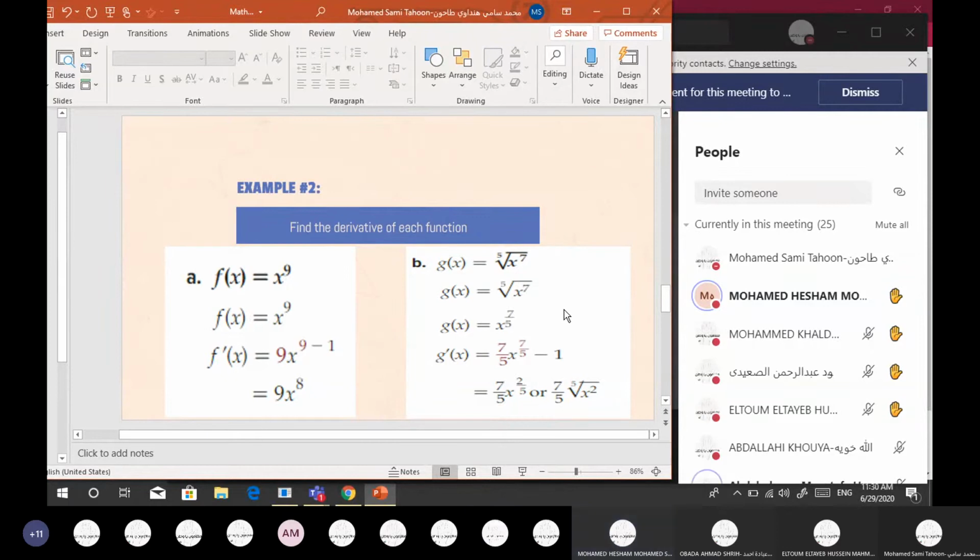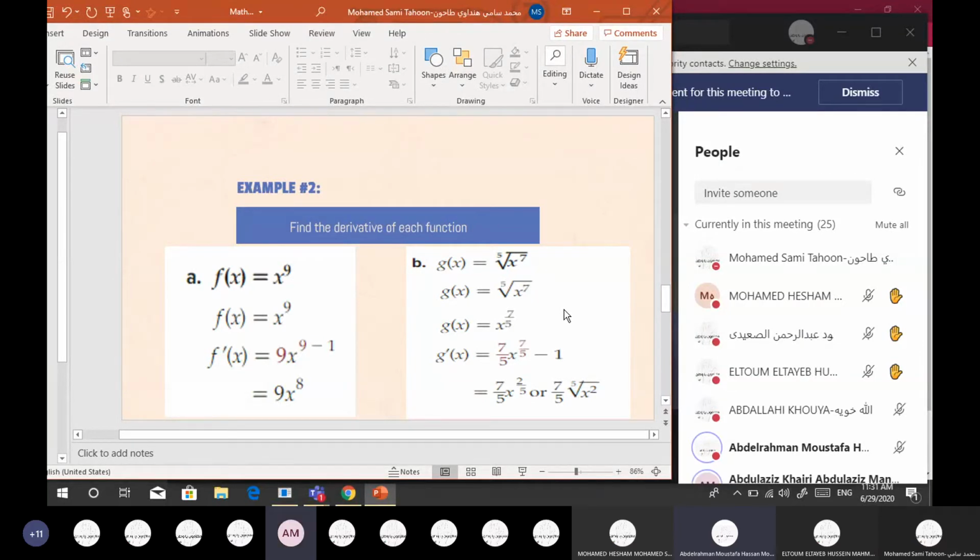Thank you. This one has an extra step. The function is written with a root, so we have to change it to a power function. Basically, we take the power inside the root, which is 7, over the number of the root, which is 5, to get the power 7 over 5, and then we use the power rule to get 7 over 5 x to the power 2 over 5.